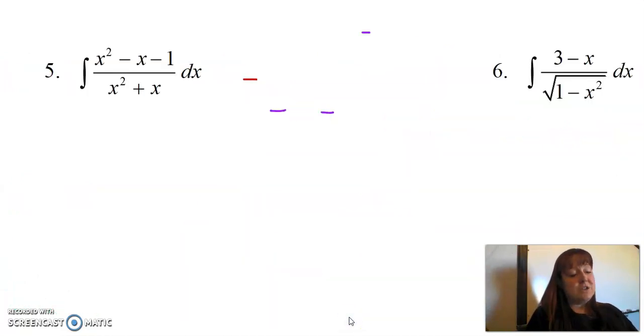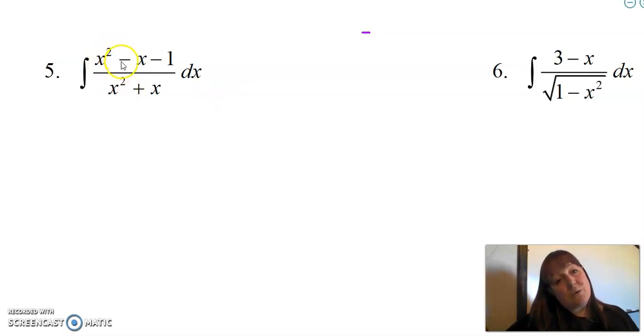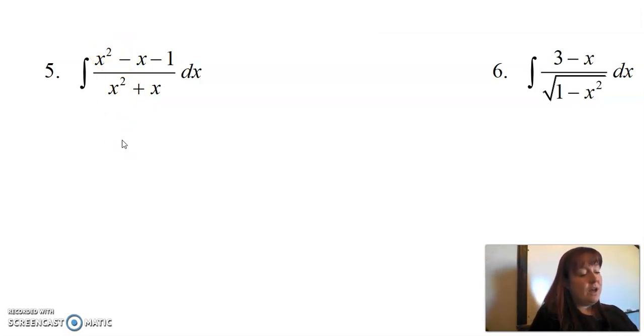Anytime that I see that the degree of the top is equal to the degree of the bottom, or that the degree of the top is greater than the degree of the bottom, I know I can't do u-substitution because it won't cancel out right. So I know I'm going to have to do long division. So I know how much you love long division.